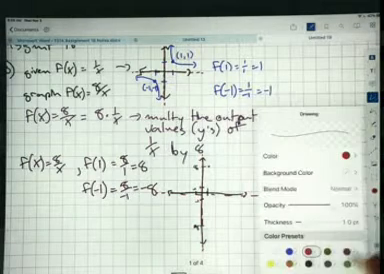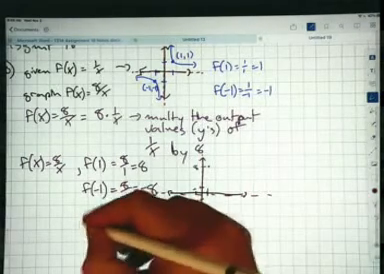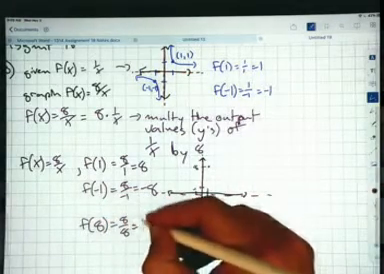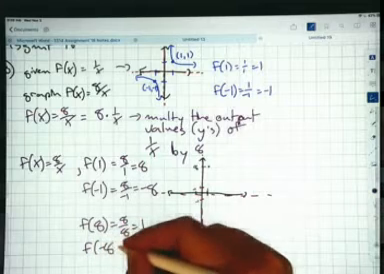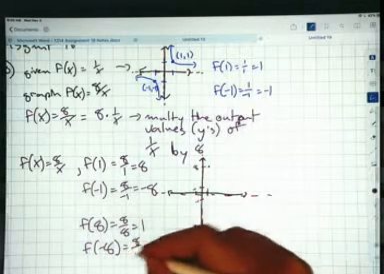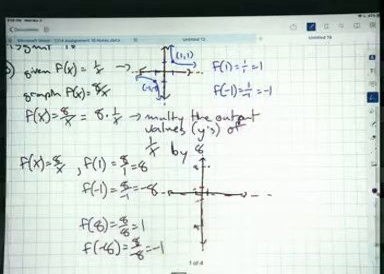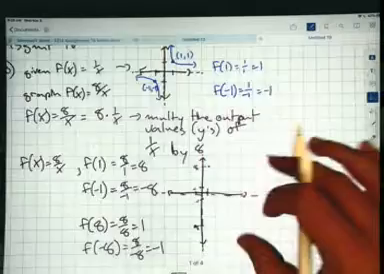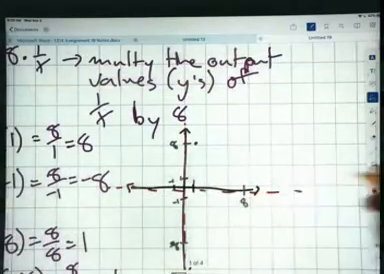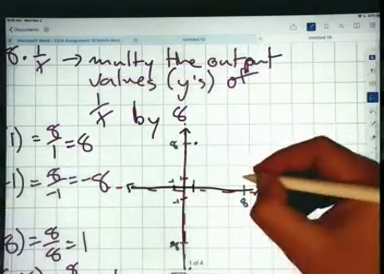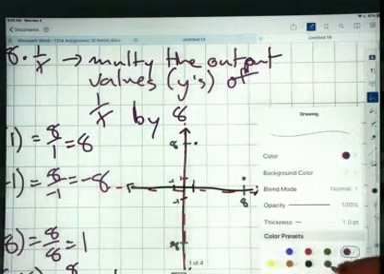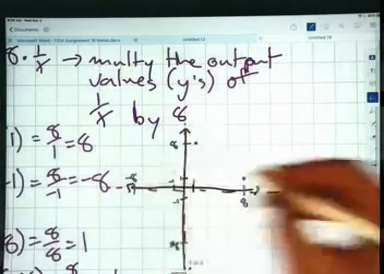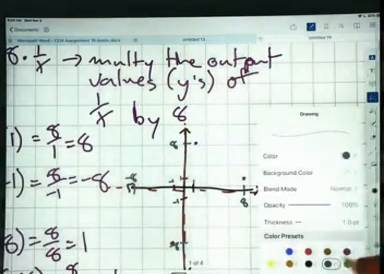Let's keep playing around with this a little bit. If you do f at 8, that becomes 8 over 8, which is equal to 1, and f at -8 is going to be 8 over -8, which is going to be a -1. So when you plug in, let's go over here again to our graph. If you plug in 8, your output value is 1. If you plug in -8, your output value is a -1.